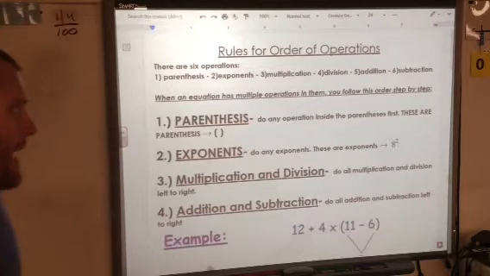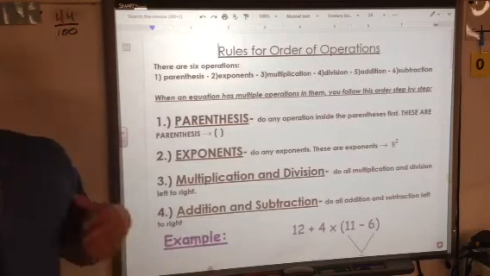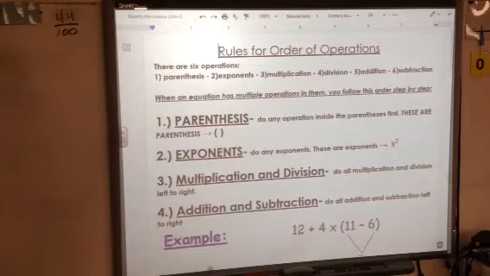Then in fifth grade, we add a couple more. We have parentheses as well as exponents. Now, parentheses really isn't an operation itself, but we do whatever's inside the parentheses. So here we go.